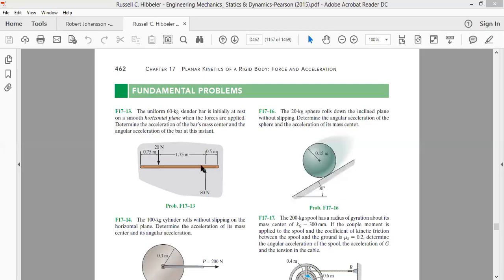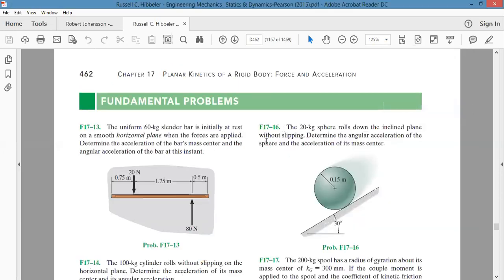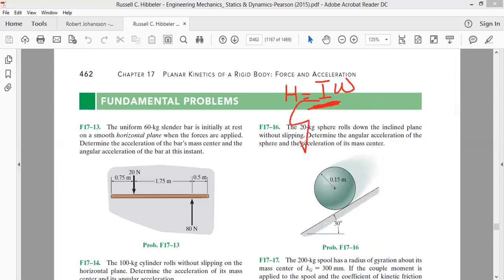As we apply all these equations, let's take a problem from the book. It says that we have a uniform rod. Before I go ahead, there is one more important thing before solving these problems. Like we said, H is equal to I into omega. In order to make use of this equation, we should know the moment of inertia of the rigid bodies. We should know how to calculate the moment of inertia of this rigid body before we solve these problems.